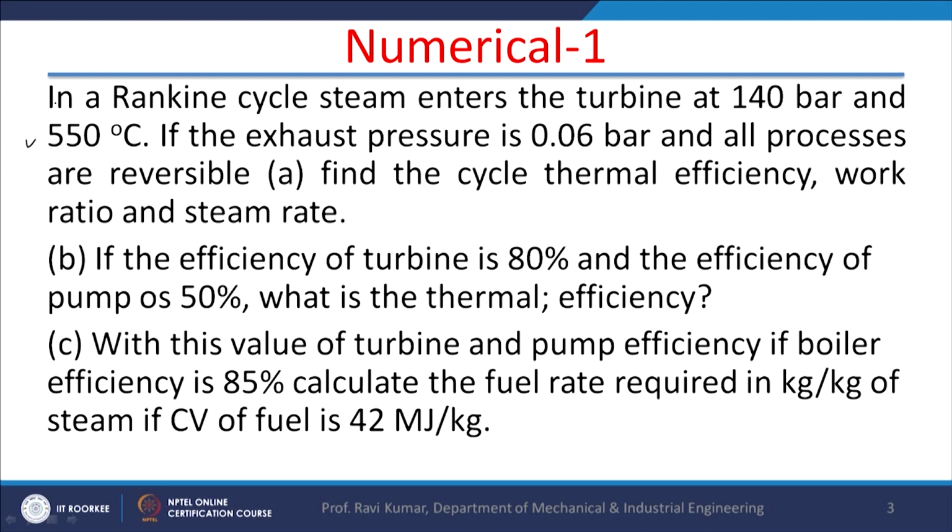Find the cycle thermal efficiency, work ratio and steam rate. Then there is another part: if the efficiency of the turbine is 80%, so this is not an ideal case, and the efficiency of the pump is only 50%, what is the thermal efficiency in this case?